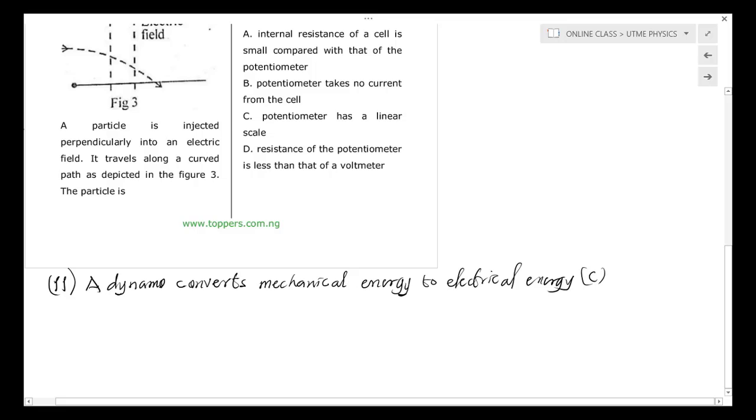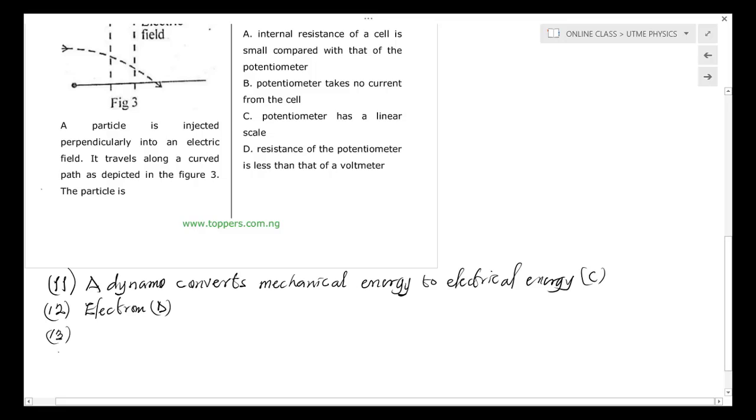So you can see that D is the final answer. So we have our answer to be what? Since it's attracted in that line, number 12 is an electron in this case. And that's D.